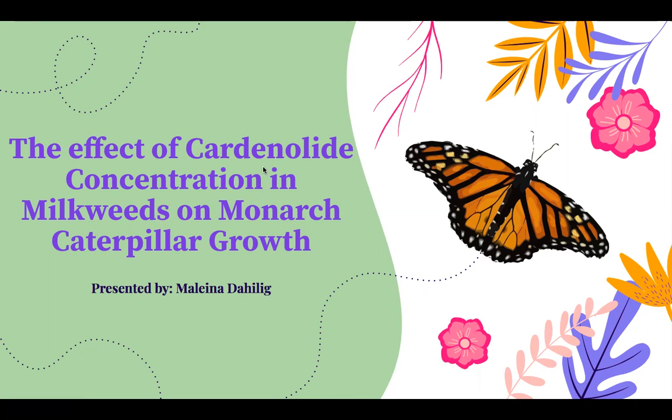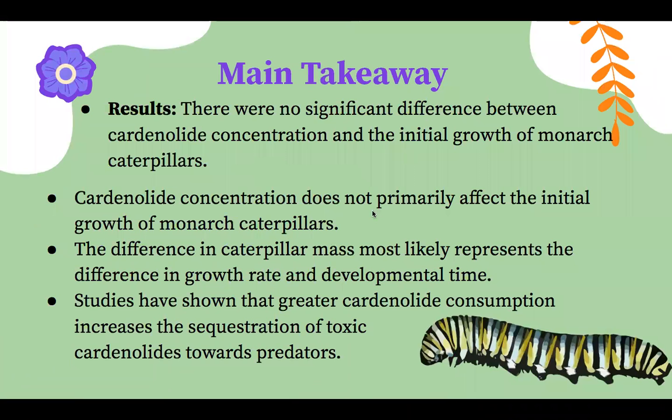Hi, my name is Melena DeHilling, and I'll be presenting the effect of cardenolide concentration in milkweeds on monarch caterpillar growth. So my project studied the milkweed species Asclepias curassavica and monarch caterpillars. Milkweeds secrete a toxic compound called cardenolide as a herbivore deterrent, and monarch butterflies are highly resistant to this toxin.